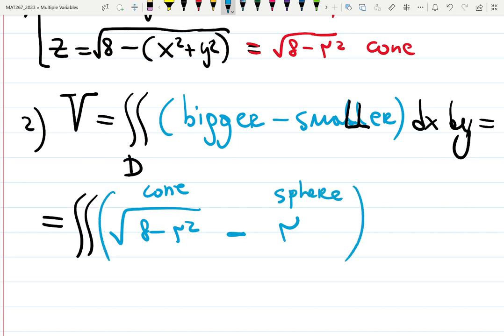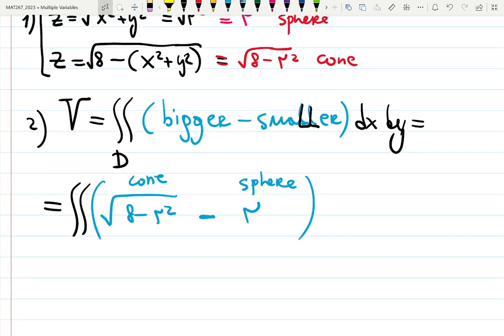dr d theta, yes or no? No, there's a mistake. It's r dr d theta. r dr d theta. That's how you do it. Don't forget the r, as a pirate. And we're only left with one little thing: to figure out the limits.